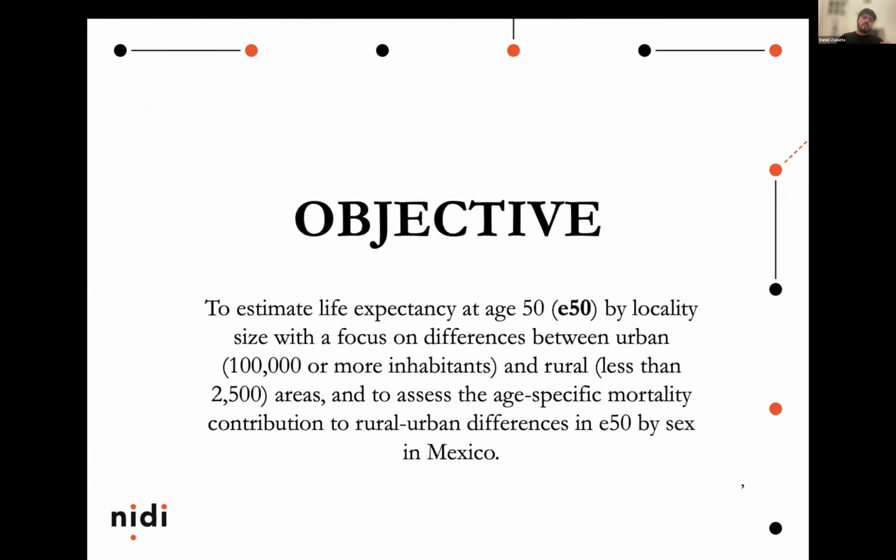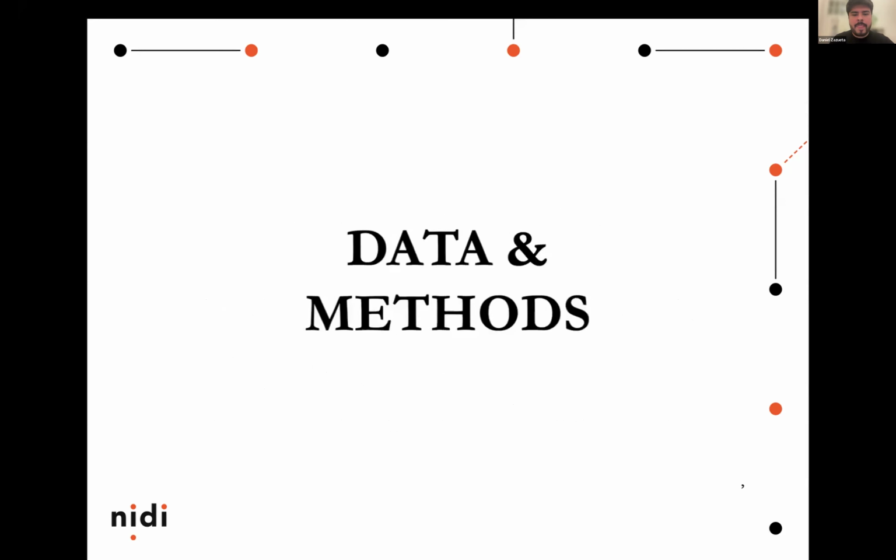For that reason, what we decided to study is to estimate life expectancy at age 50 by locality size, meaning 4 different locality sizes that are the official ones from the National Institute of Statistics. But then we focus on the difference between urban and rural areas, and we assess the age-specific contribution to this gap between urban and rural areas in life expectancy at age 50.